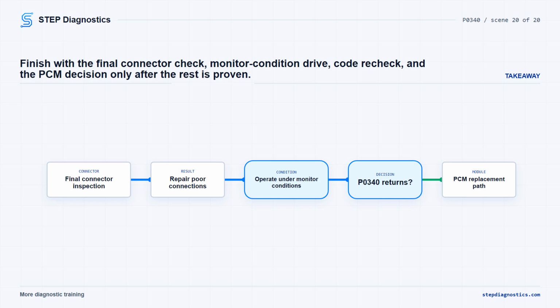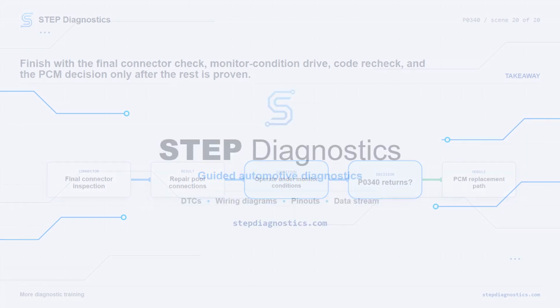The takeaway is to prove the supply, signal, ground, connector integrity, and sensor-to-target relationship before condemning a major component.